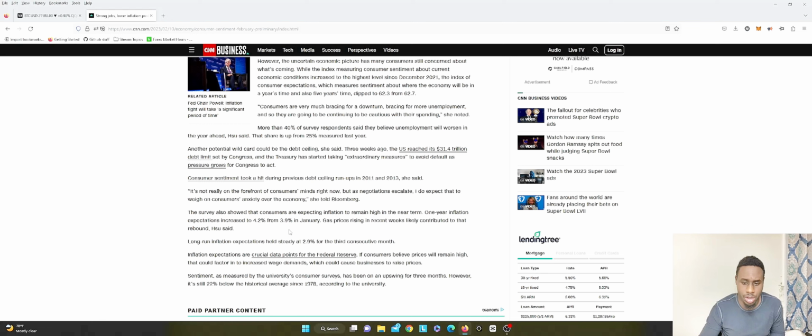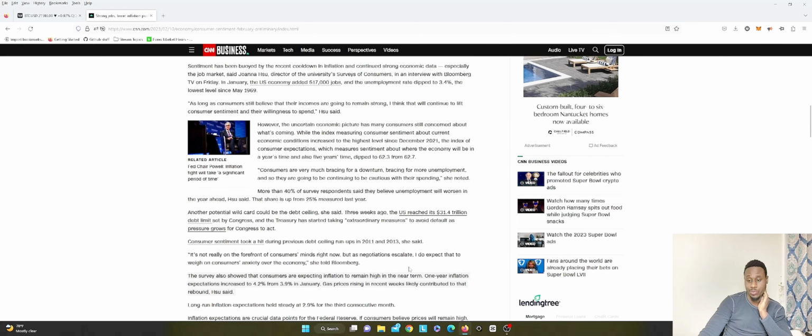So the survey also showed that consumers are expecting inflation to remain high in the near term. One year inflation expectations increased to 4.2% from 3.9% in January. Gas prices rising in recent weeks likely contributed to that rebound. Long run inflation expectations held steady at 2.9%. So consumers expect inflation to stay up. The consumer is generally wrong, so maybe we shouldn't use that as a hallmark. Maybe the Fed has it down. Maybe they don't. Well, let's see what happens.